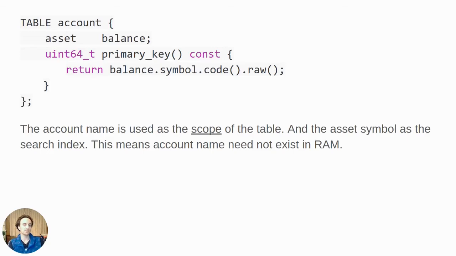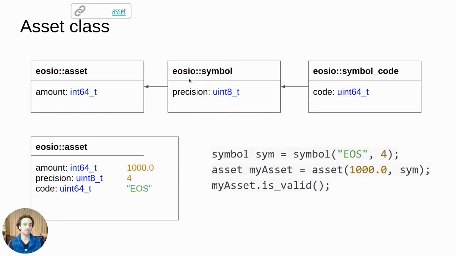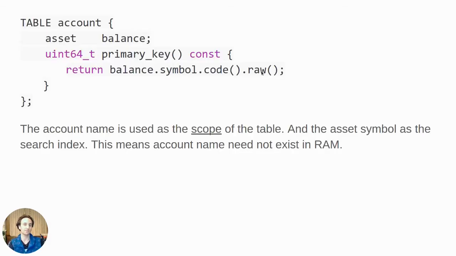So now we can understand this a little bit better. This actually uses the symbol code, and the symbol code, as we saw on the asset, is stored as a uint64, and it has a member access function called raw to get that uint64. So remember, the primary key has to be a uint. So the way it looks up values in this table is by the symbol of the asset.